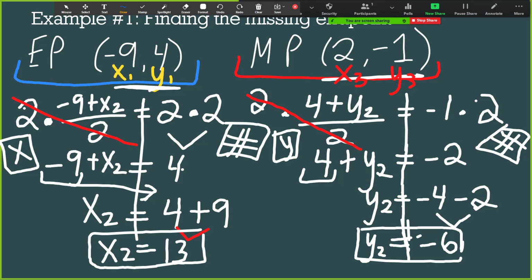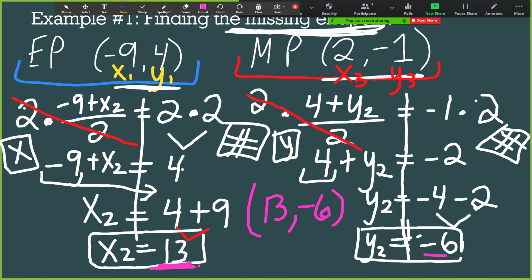So, what is the missing endpoint? The missing endpoint is 13, comma, -6. 13 and -6. And that is it for the video.